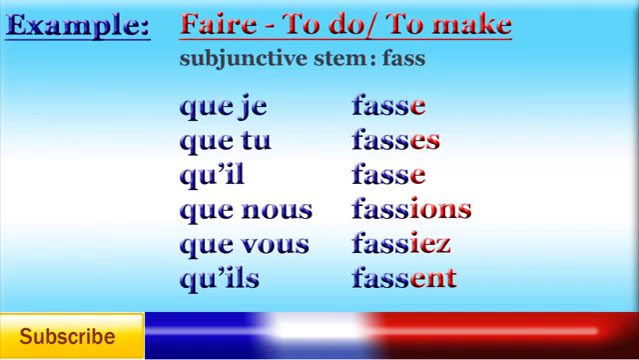So here's the verb faire, to do or to make, in the subjunctive. The subjunctive stem for the verb faire is fass. Que je fasse, que tu fasses, qu'il fasse, que nous fassions, que vous fassiez, qu'ils fassent.